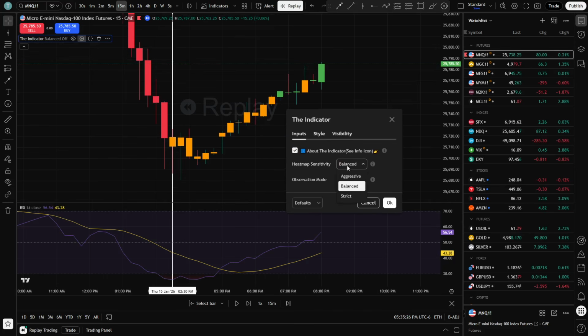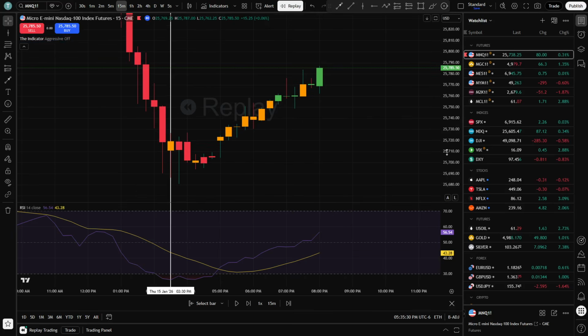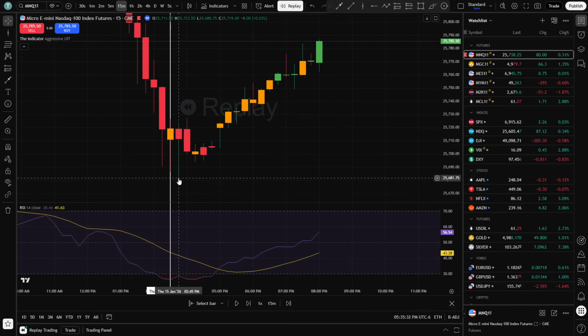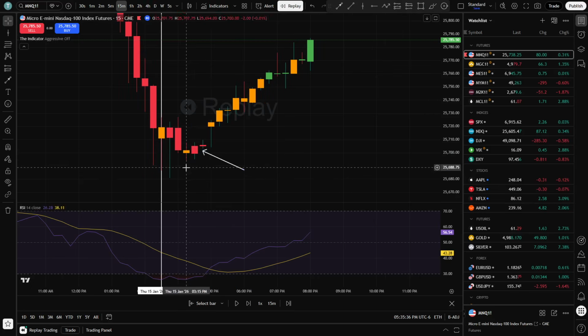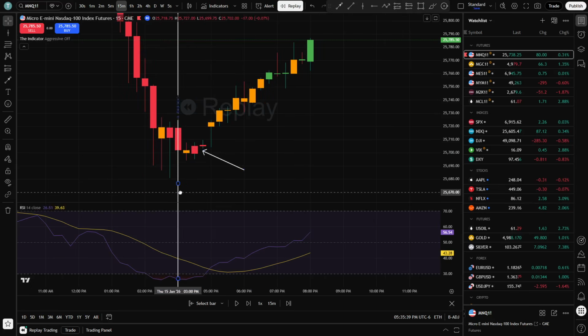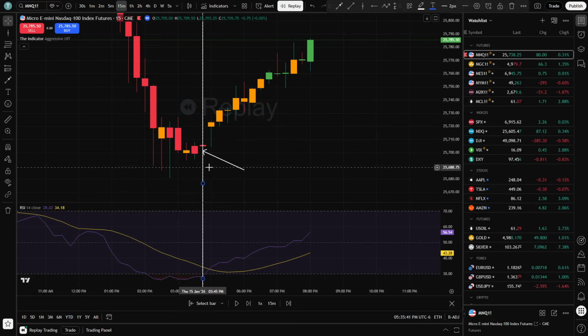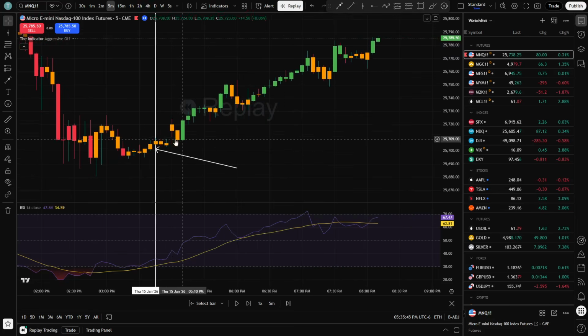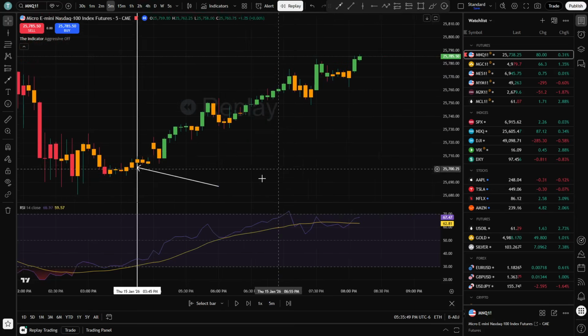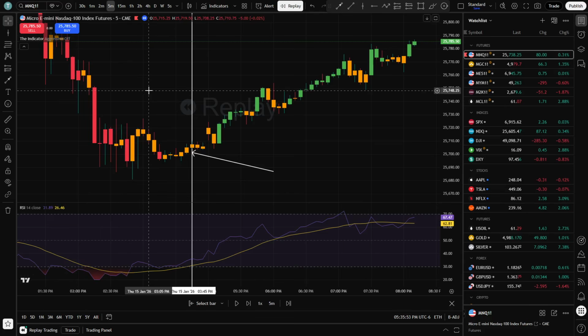Let's go into aggressive mode on the sensitivity and hit OK. We can start to see a little bit more here. Okay, so we actually had a little bit more selling, and more of the actual stalling was here, which lines up a little bit better with the actual move of the market. So we were within a couple candles before it ripped higher because of the RSI and the indicator working together here.